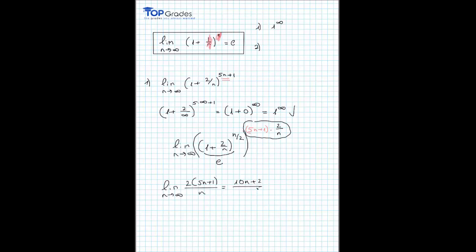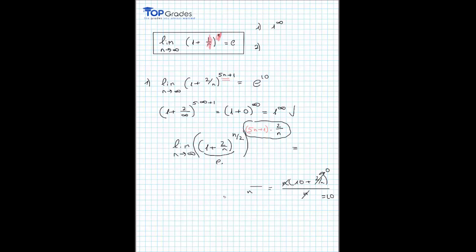Let's open the brackets. We can factor out the big n. This term multiplies, this goes to 0, and we get 10. So the answer of this limit is e to the power of 10. It's very easy and very important. So please remember how to do this.